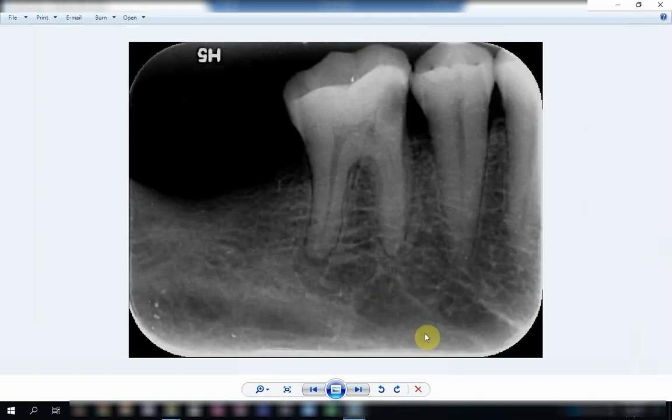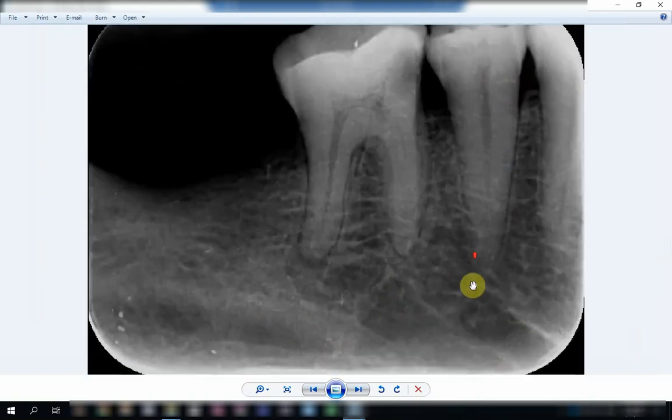Another radiograph over here. See, the mental foramen here is well below the apex of the lower 5, so it's clear here. Again, have a look at the PDL. PDL is continuous, lamina dura is continuous, and this is the mental foramen. Okay.